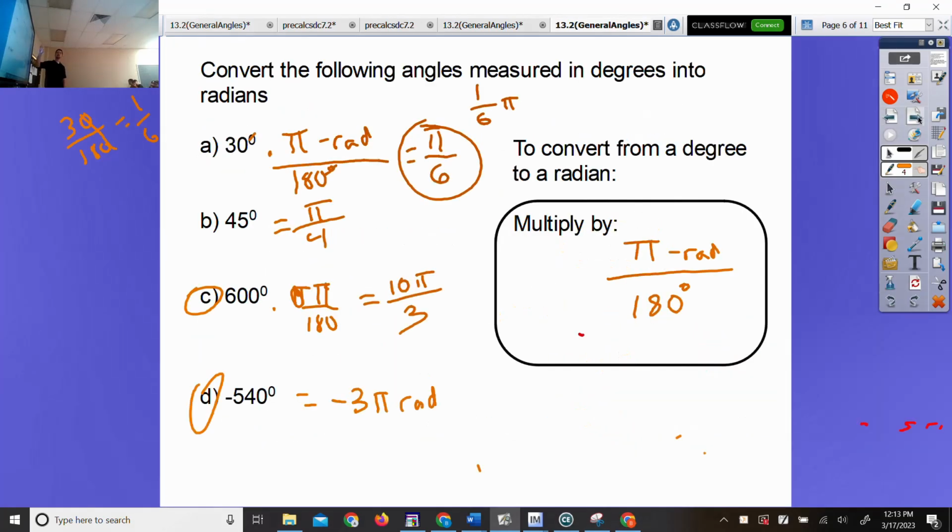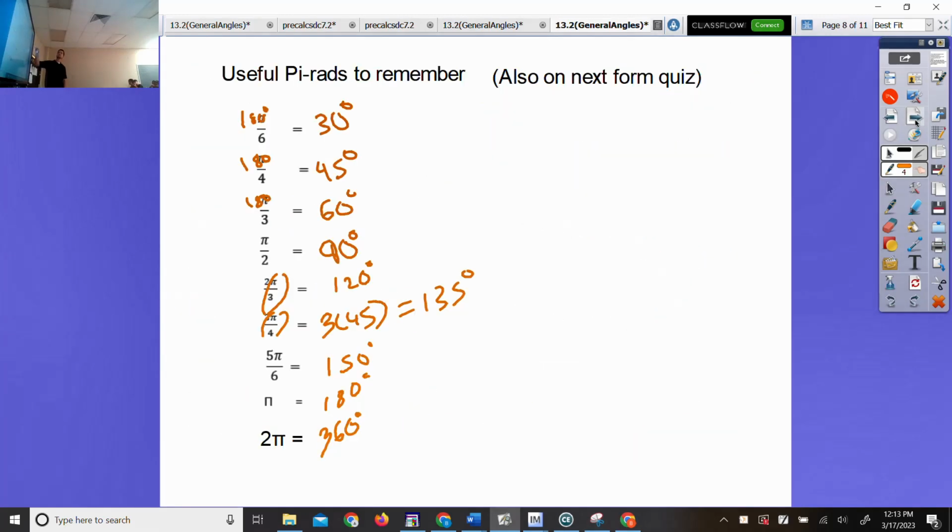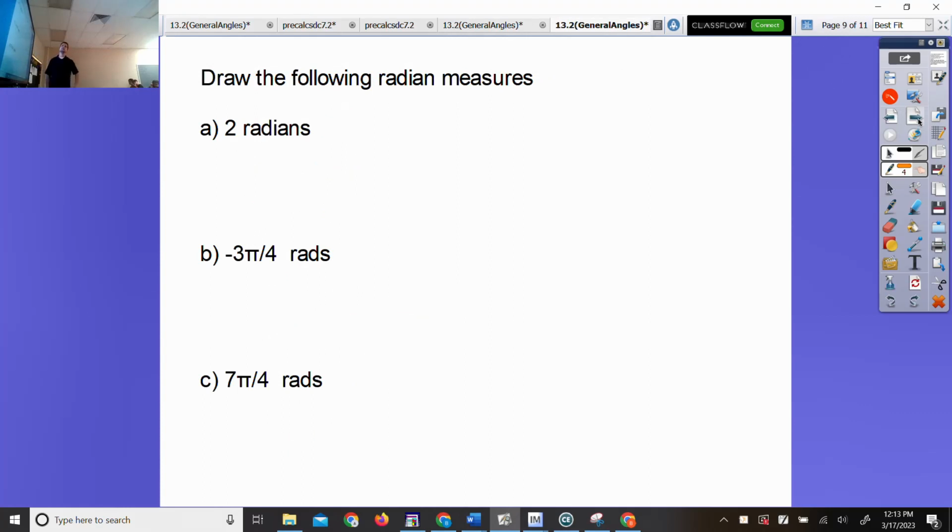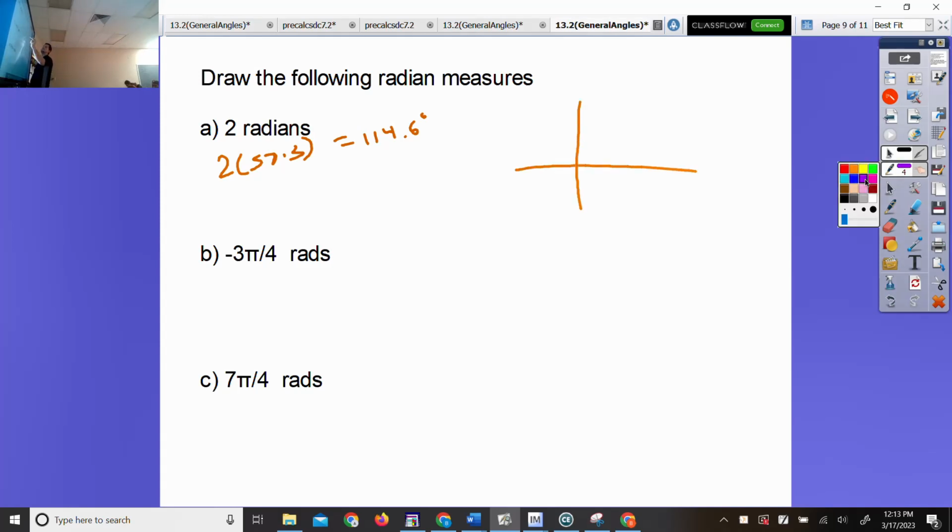So if I was asked to draw, I wouldn't use that formula, push buttons. If I was asked to draw 2 radians, I would literally figure out what twice 57.3 is. Please quit pushing buttons. You can do that in your head. You ought to know enough to draw a 114.6 degree angle. Is it going to rotate through quadrant 1? Yeah. And a little bit of quadrant 2, right? It looks something like that. That's roughly what 2 radians looks like.